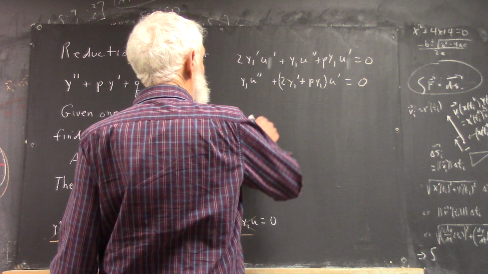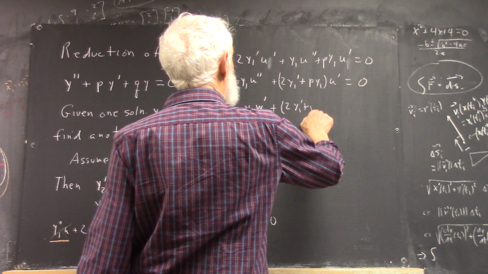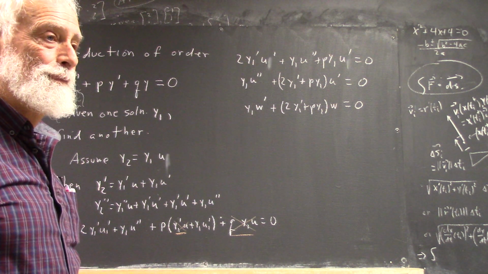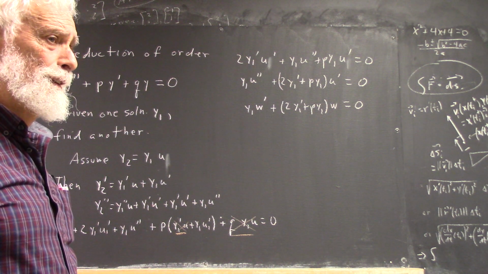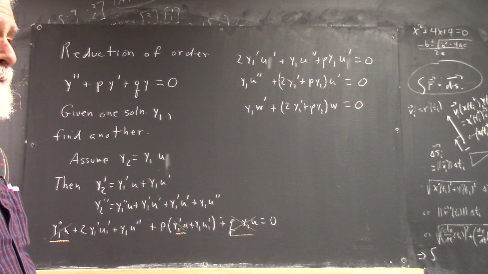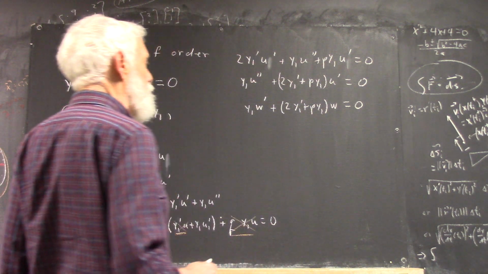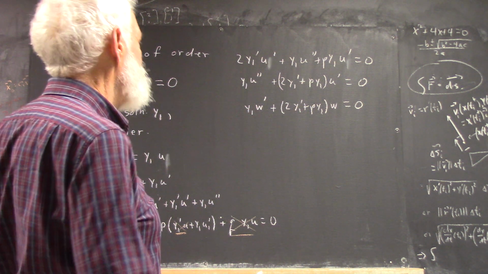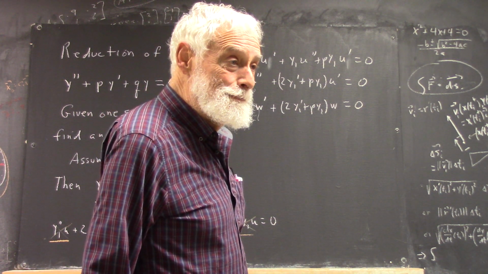Okay, so we could write this as y1 w prime plus 2 y1 prime plus p y1 times w equals 0. Now what kind of an equation is it? Is it exact? Well, you could check to see if it's exact, but it might be. Is it separable? I don't think so. Well, you could think about that, but in general, it's first order linear homogeneous.